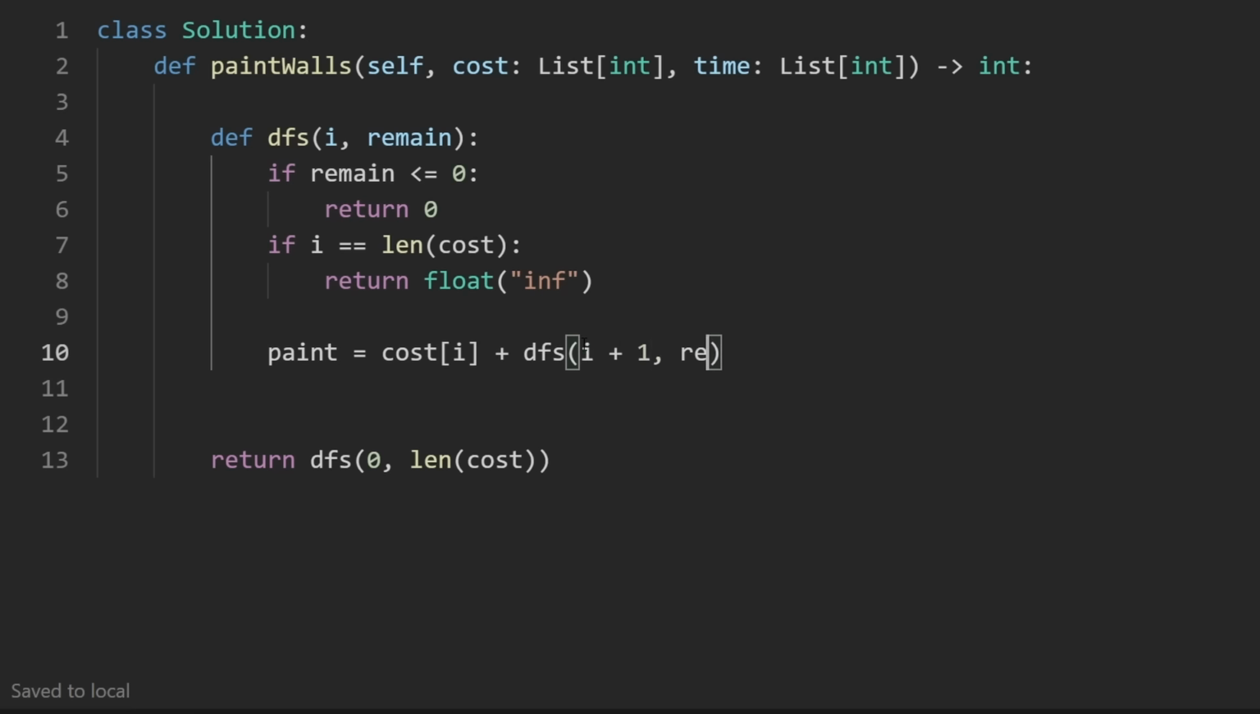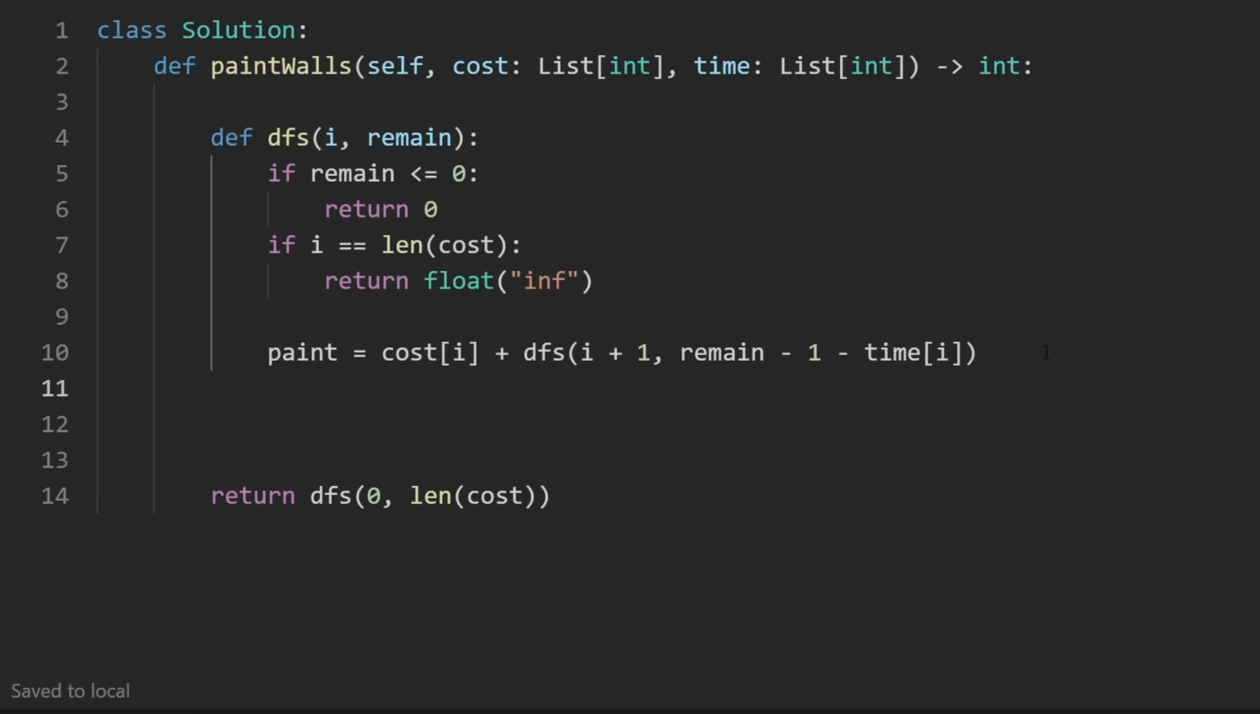The other thing is, what's remain going to be? If we painted a wall, remain is not going to stay the same. If we paint a wall, we always subtract by 1 because we just have one less wall remaining. But also, in the time that it takes to paint that wall, let's say it was 1 unit of time, well, then the free painter is going to paint 1 wall. If this was 2 units of time, the free painter is going to paint 2 walls. So we should always take this and subtract it from whatever remain happens to be. So that's the intuition. Add these up together, we get the total cost it took to paint the walls.